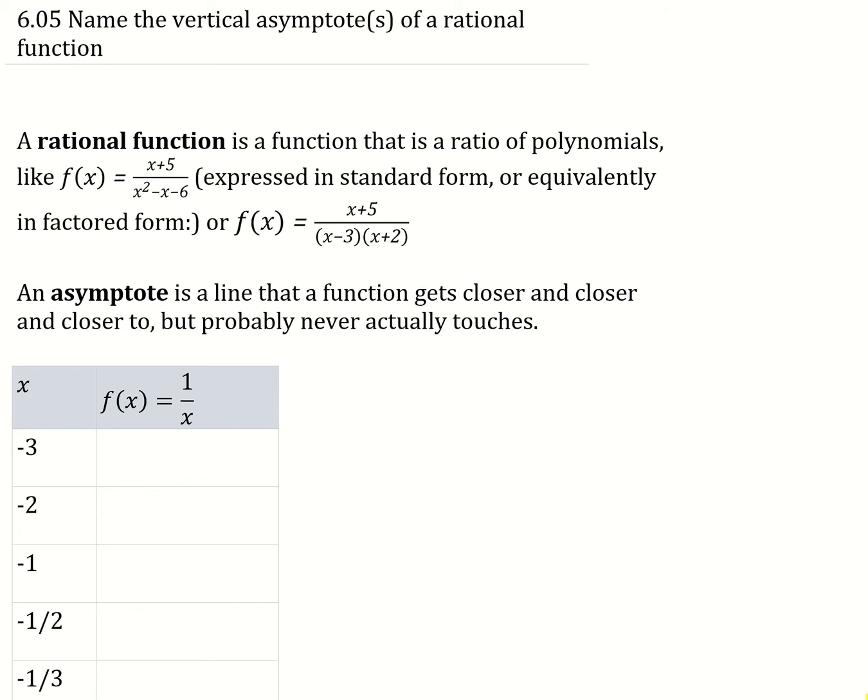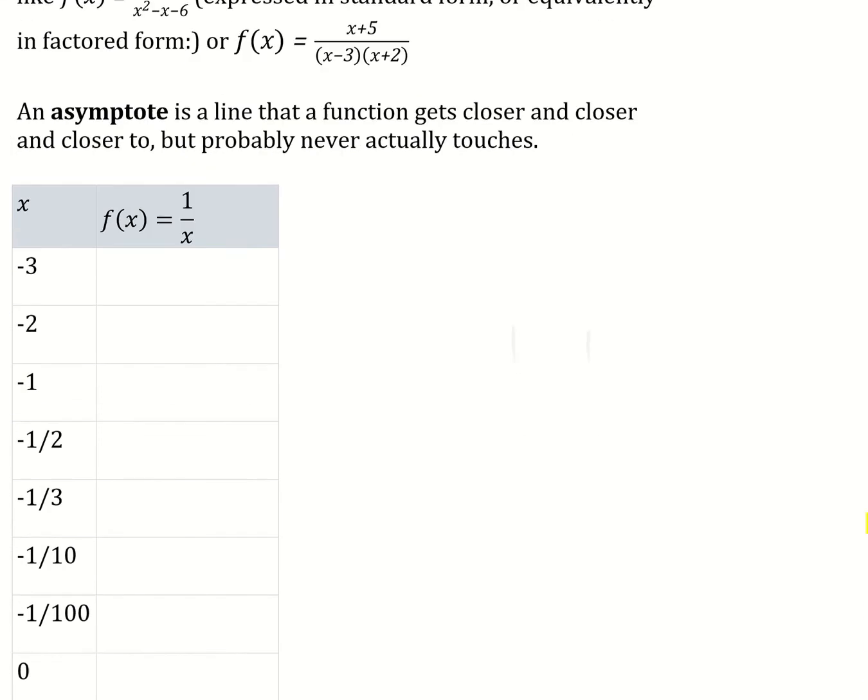Today's goal is to find the vertical asymptotes of a rational function. So keep in mind a rational function is a ratio, a fraction that has polynomials in the numerator and denominator. So it might have linear expressions, quadratic, cubic, degree 4, degree 5, whatever, in both the numerator and the denominator. And an asymptote is a line you get really close to, but probably never actually intersect.